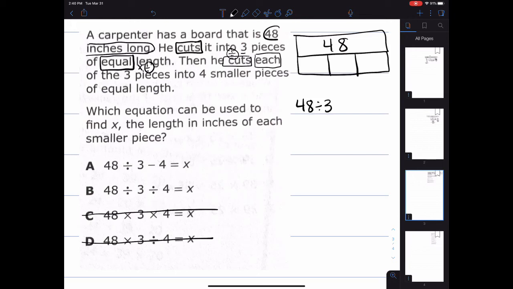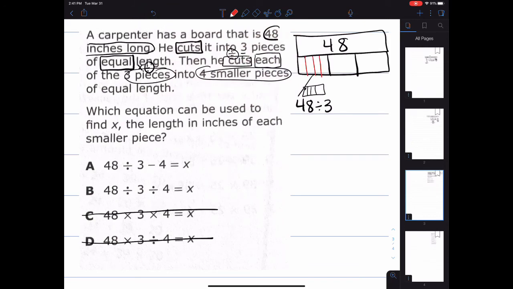And I'm going to be dividing the 3 pieces into 4 smaller pieces. So I'm going to take one of these little pieces, and I'm going to break up that one piece into 4 smaller pieces. So that would look like this.